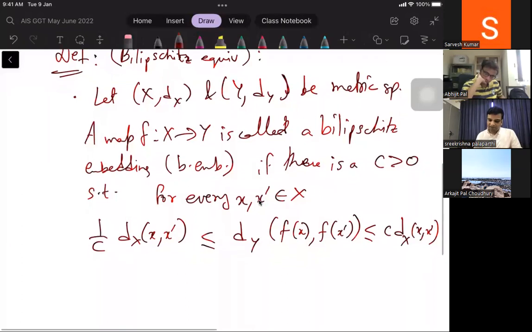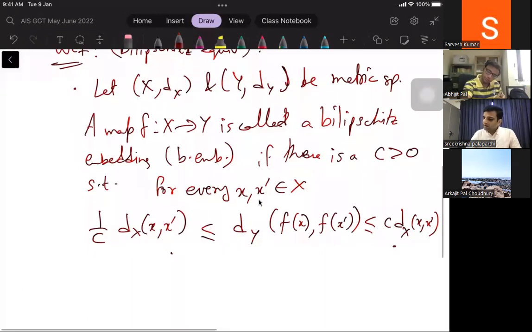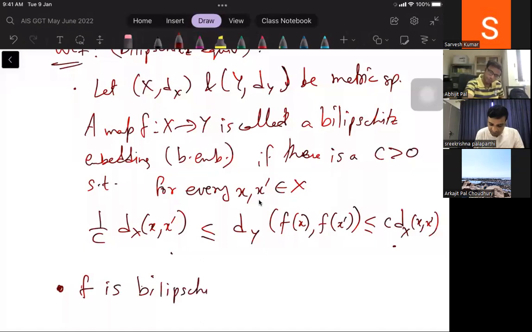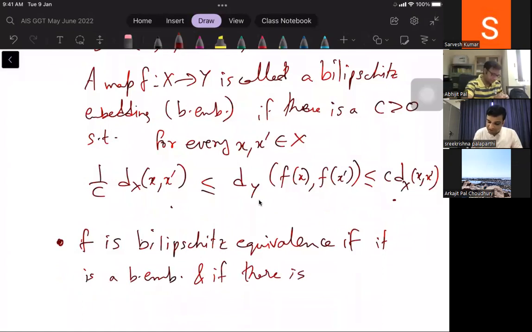The way it is defined, you can easily show that this is an injection because of these inequalities. We now define equivalence. F is a bi-Lipschitz equivalence if it is a bi-Lipschitz embedding, and if there is an inverse, so to speak.